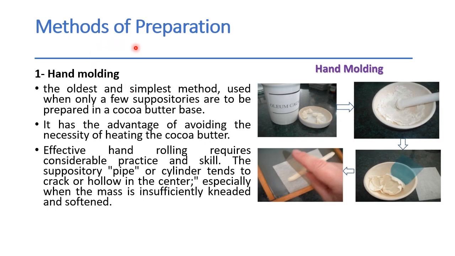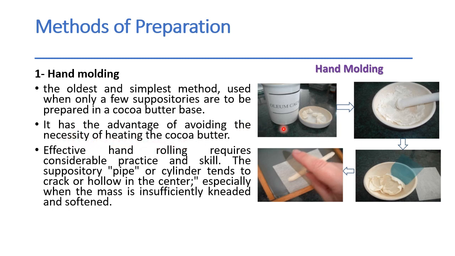Methods of preparation of suppository dosage form. The first method is by hand molding. This method is the oldest and the simplest method. It's used only when a few suppositories are to be prepared in cocoa butter base. This method has the advantage of avoiding the necessity of heating the cocoa butter.